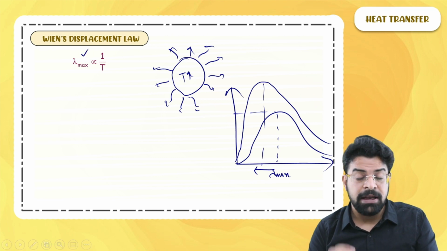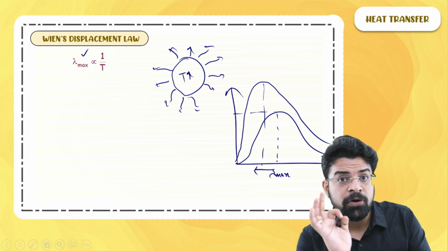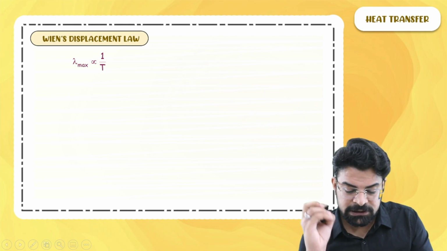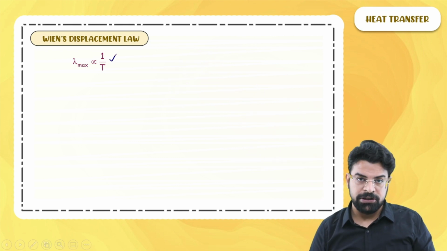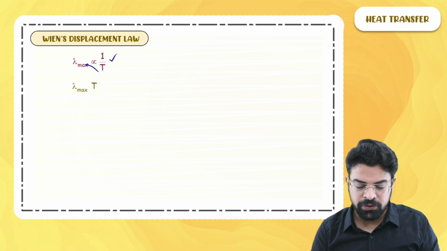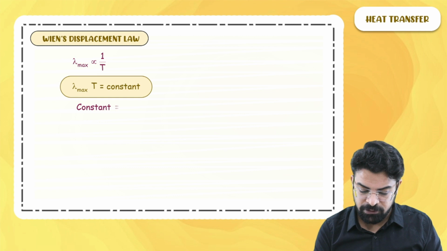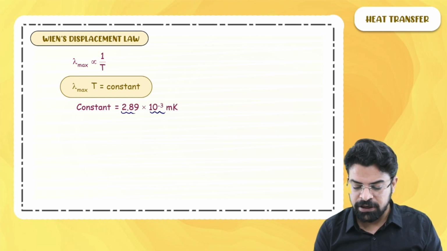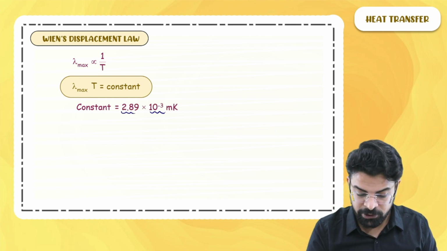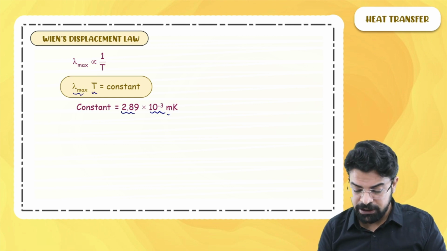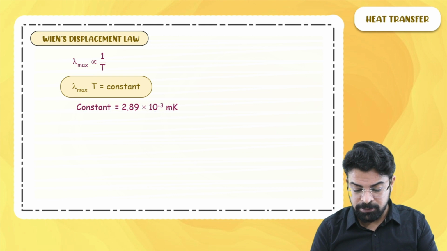The particular wavelength corresponding to which you have most of the intensity is inversely proportional to the absolute temperature. Or you can write lambda max times T equals a constant, and the value of this constant is 2.89 times 10 raised to the power of -3 meter Kelvin. Unit of wavelength is meter, unit of temperature is Kelvin, so meter Kelvin. So do we need to remember this?